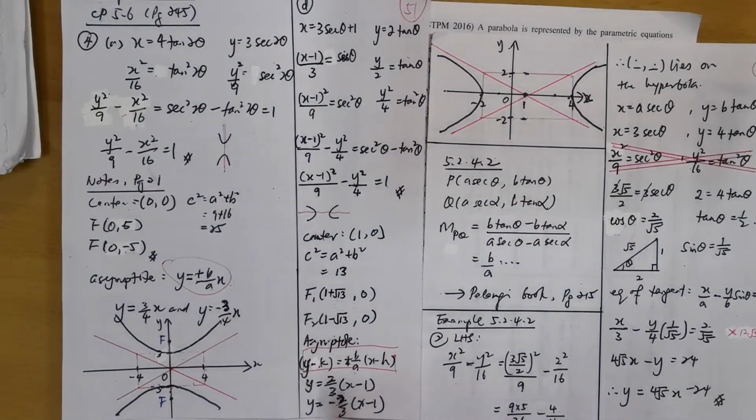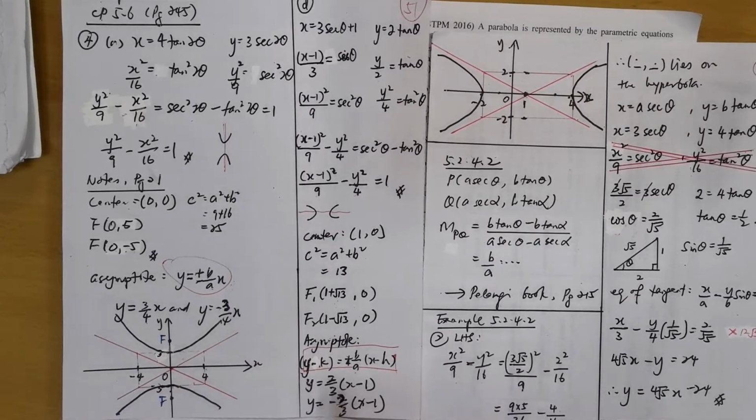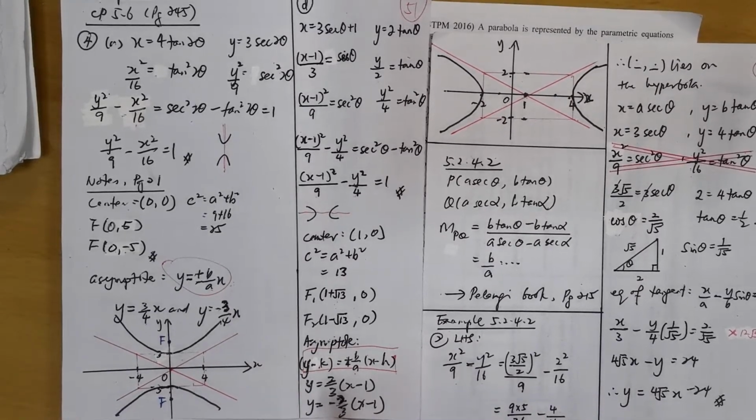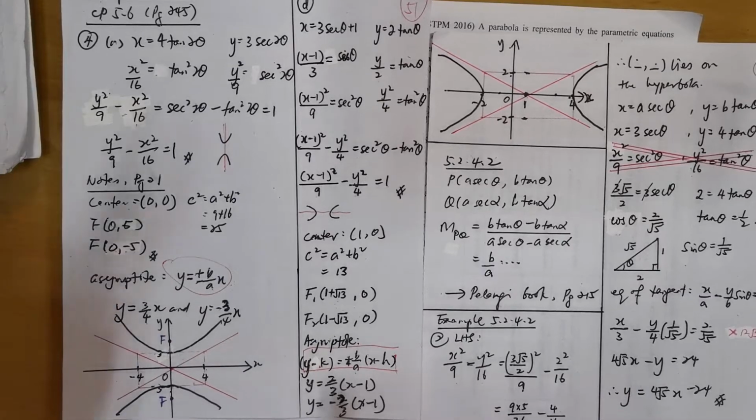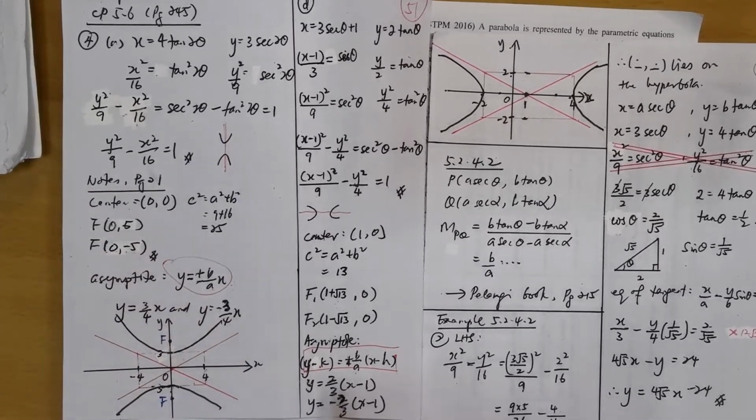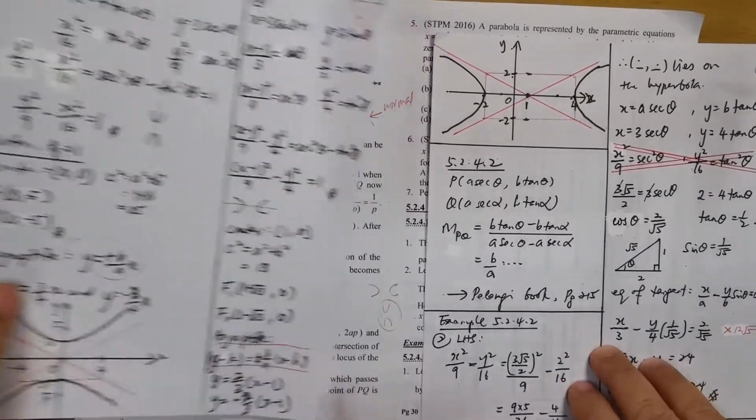It's just some revision about the hyperbola, just that now we are using the parametric equation. Okay, so I have discussed 2 questions. So you do another 2, B and C, as your homework. Okay. Alright, next.